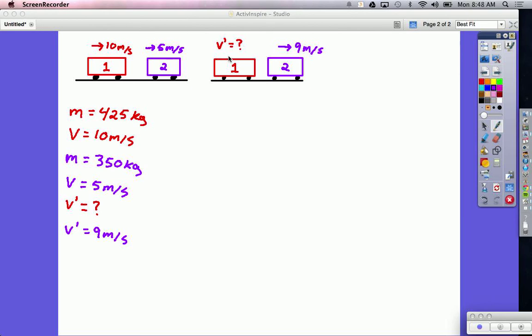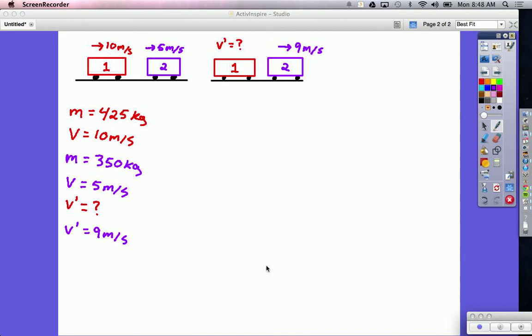collision. Now, while I'm calling this car 1 and car 2, or red car and purple car, I didn't put any subscripts for any of the variables here because I'm just going to go with red and purple. If you're writing this on your own paper, unless you have colored pencils, you might want to subscript anything in red with the number 1 and anything in purple with the number 2, so that way you know the difference between the mass of car 1 and the mass of car 2, or red car, purple car.